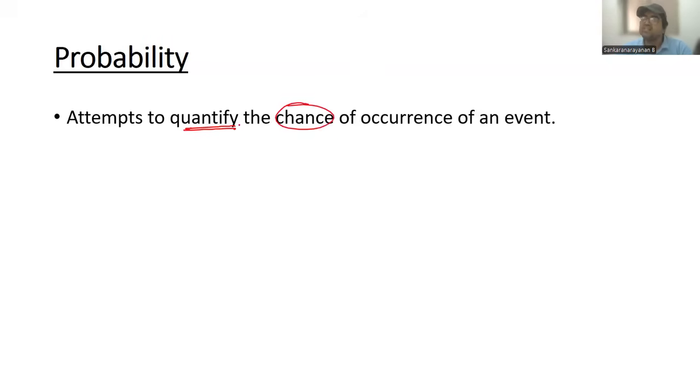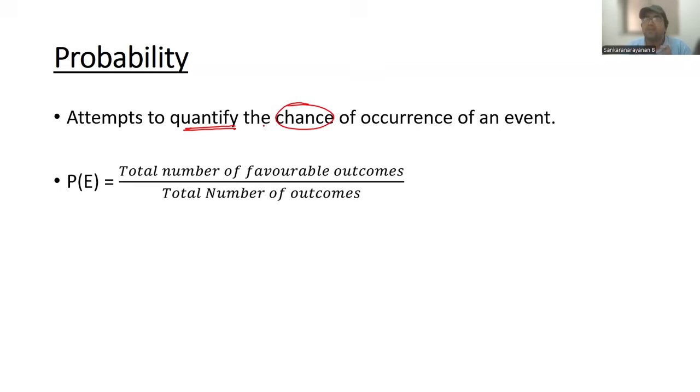Got it? Just like how your CGPA, in a way, is quantifying your academic performance, in the same way, probability is trying to quantify the chance of occurrence of an event. And the classic definition: the probability of a particular event is actually a ratio. It's calculated as the total number of favorable outcomes divided by the total number of outcomes.